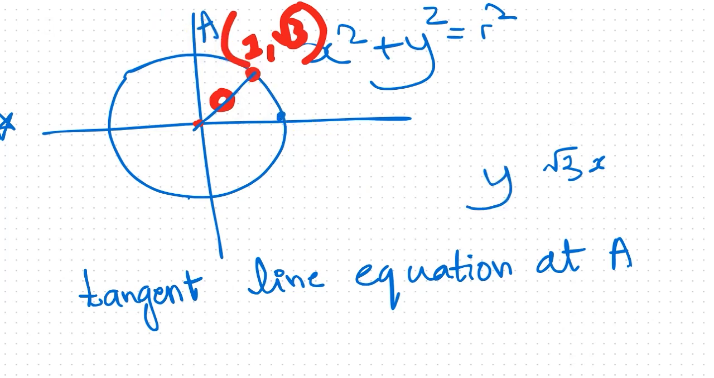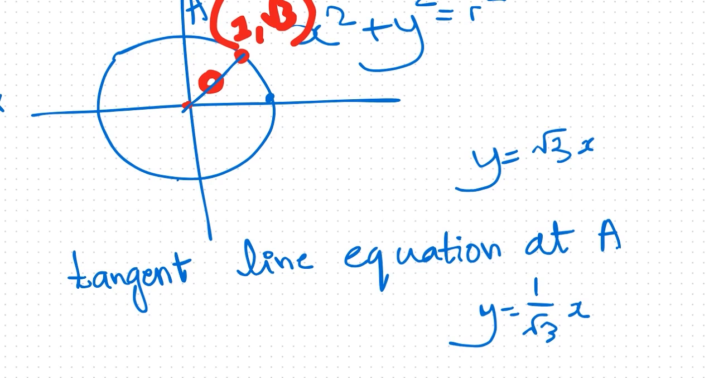y equals root 3 x. So y equal to root 3 x. The tangent's y will be equals 1 over root 3 x. So I should go like this. Look again, should it be 1 over root 3 or something else? Wait, wait, wait! Hmm. Yeah, this is this.